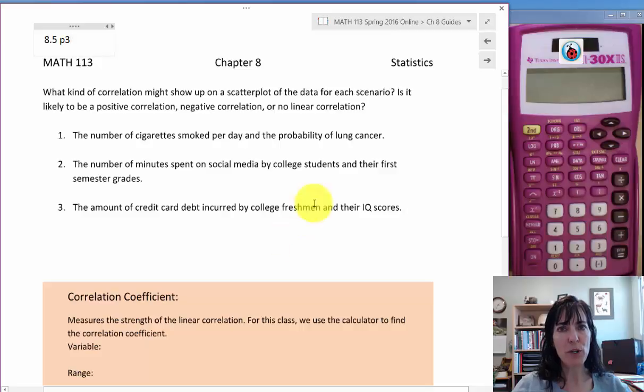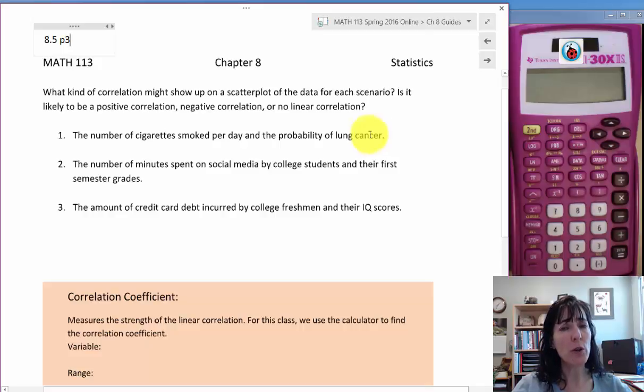So here are some questions for you to think about. What kind of correlation might show up on a scatter plot for the data for each scenario? Is it likely to be a positive correlation, a negative correlation, or no linear correlation? Number 1, the number of cigarettes smoked per day and the probability of lung cancer.